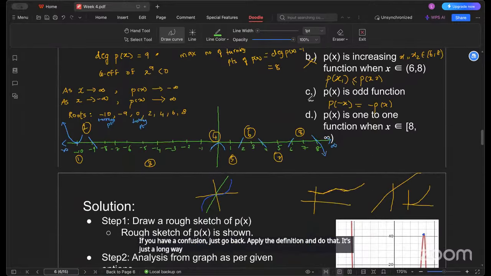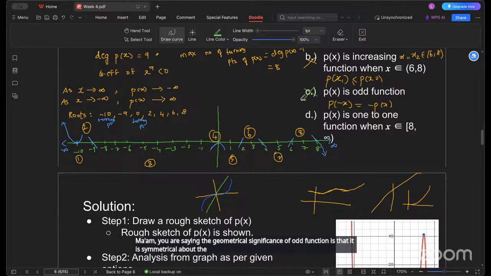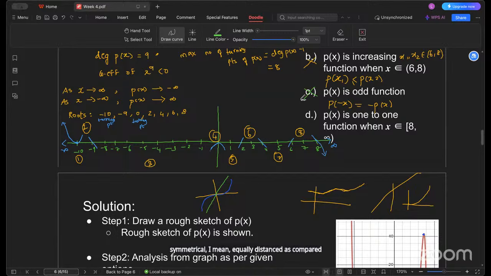We don't really need that. So you are saying the geometrical significance of an odd function is that it is symmetrical about the origin, and the roots are also symmetrical, I mean, equally distant compared with the origin. Yes. Okay, all right.